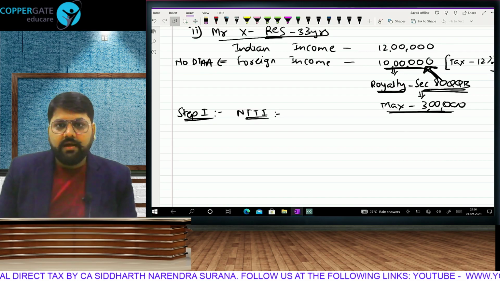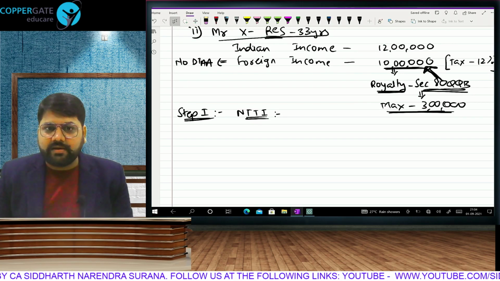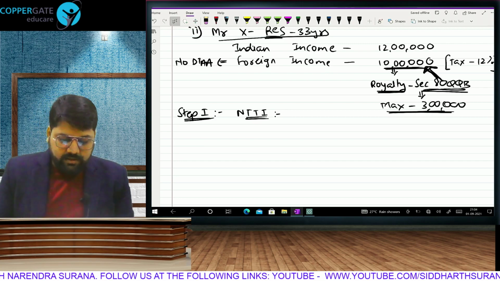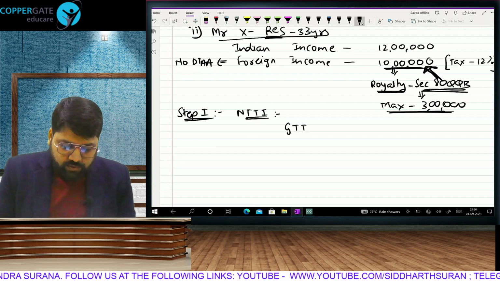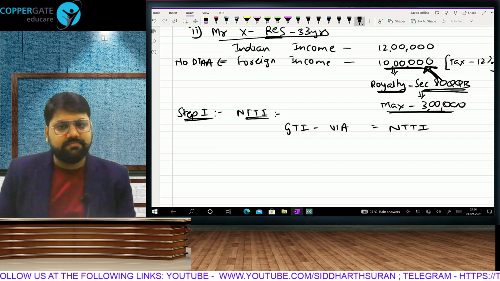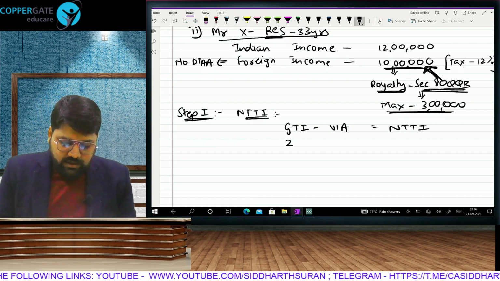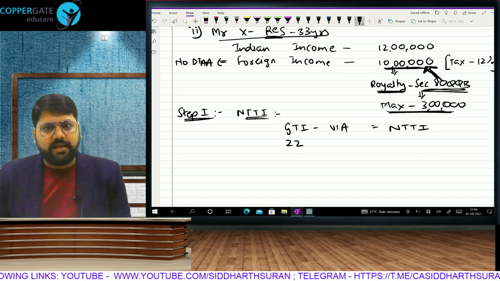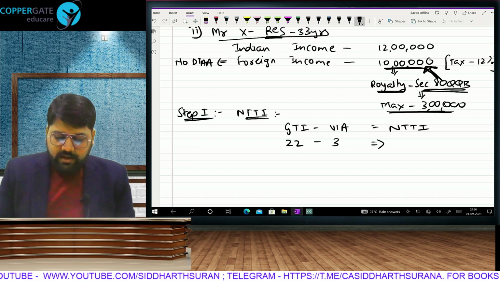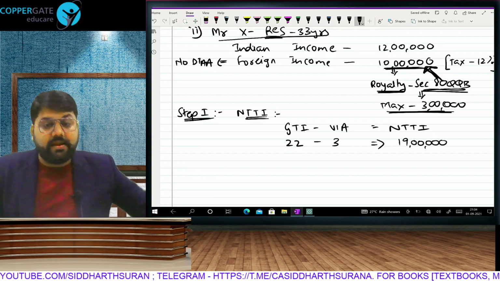19 lakhs. How did you get 19? 22 lakh is the total income. But from that 22 lakh, you are eligible for deduction. Never forget that gross total income minus chapter 6A is going to be your net income. Deduction is something that you are eligible. And thus, your GTI is 22, 10 plus 12, from which you have taken a deduction of 3 lakh. Accordingly, your NTTI will be 19.